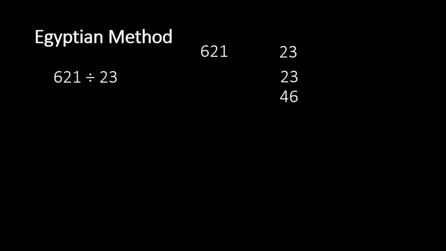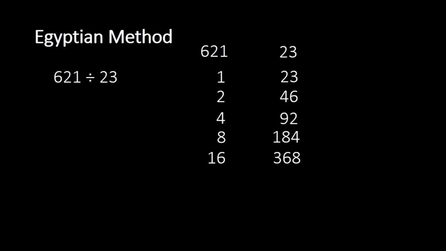23 doubled is 46, double that is 92, double that is 184, double that is 368, double that is 736. But we only need the numbers that are smaller than 621. So we can disregard 736. Now, on the left hand side, we have to write the number 1 and keep on doubling that until we reach the last row with a corresponding number at the right hand side. Okay, so double 1 is 2, double 2 is 4, double 4 is 8, double 8 is 16, and we'll stop there.